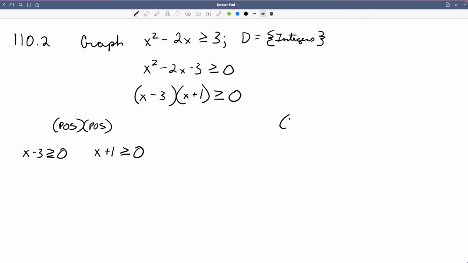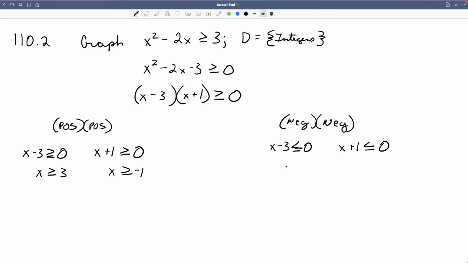Now for the negative side, we have a negative times a negative to give us a positive number, right? Because this is greater than. So we're going to say x minus 3 is less than or equal to 0, and x plus 1 is less than or equal to 0, right? Because negatives are less than 0. So now we solve. This would be x is greater than or equal to 3, and x is greater than or equal to negative 1 here. This will be x is less than or equal to positive 3, and x is less than or equal to a negative 1.